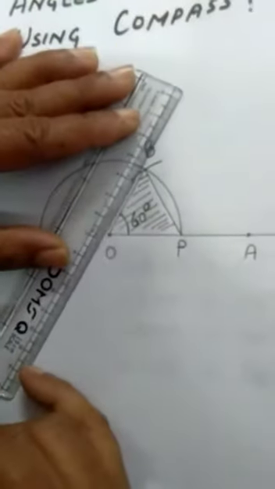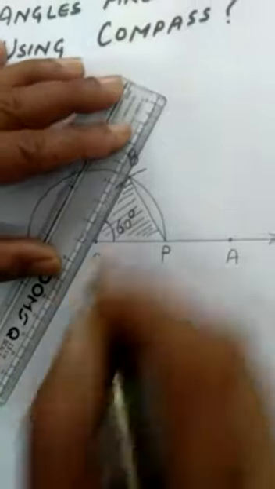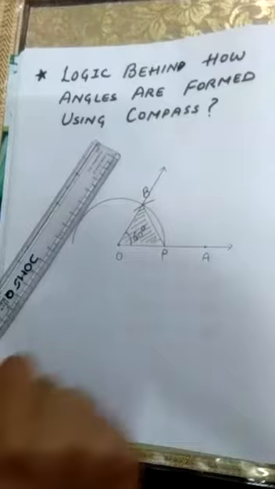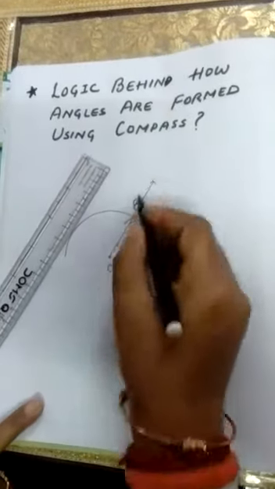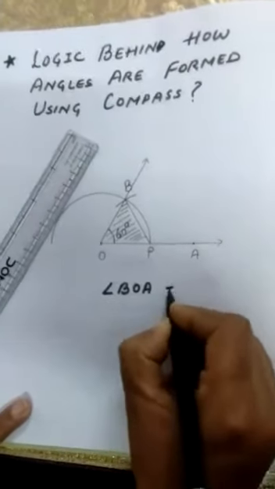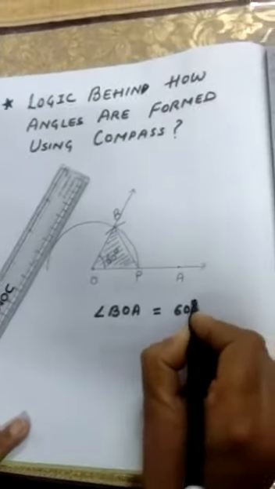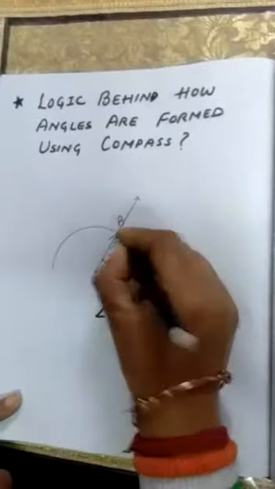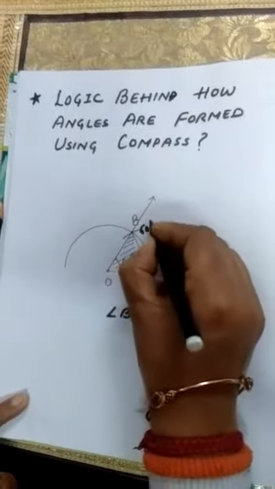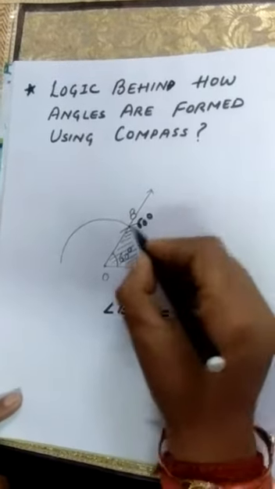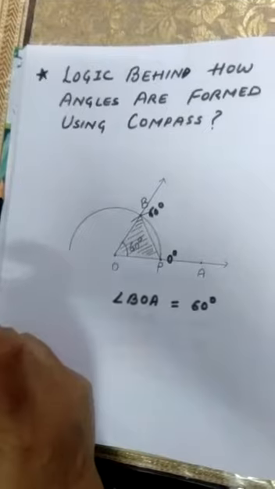Now if I extend this line segment OB, I get this ray OB. Now this angle BOA is equal to 60 degree. So the first arc on this semicircle, this point B, represents the angle of 60 degree. We will take this point as 0 degree and this is the angle of 60 degree.